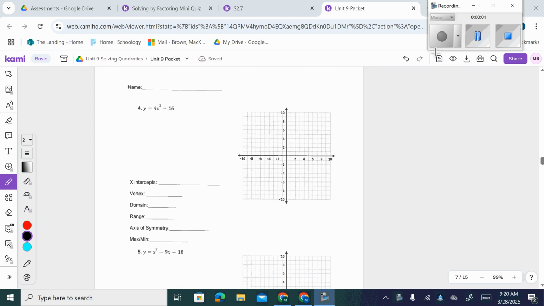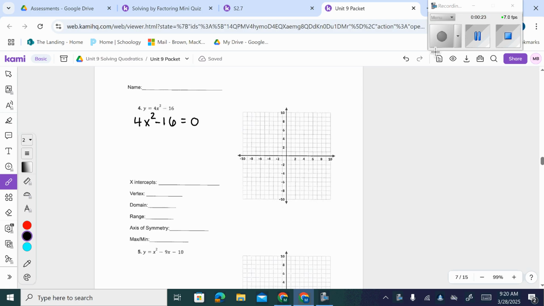Graph? A what? It starts with a P. Parabola, and that looks like a what? A U, okay? I've got this quadratic right here, and I want to find the x-intercept. What does this have to be equal to find your x-intercept? 0. So 4x squared minus 16 equals 0.